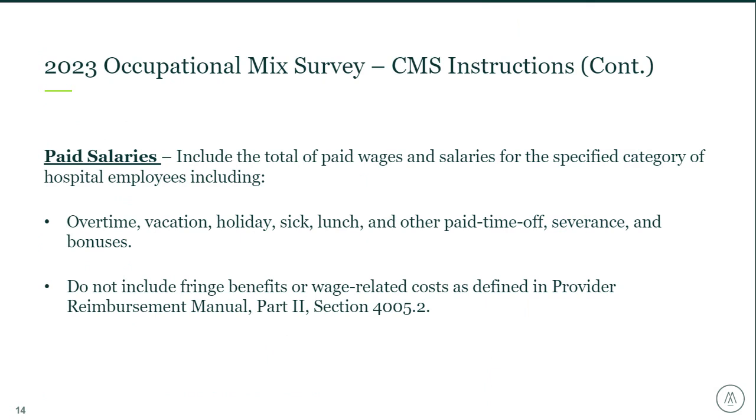Let's talk about the CMS instructions around paid salaries and paid hours. Paid salaries, the Occupational Mix Survey is to only report salaries and wages. We do not include fringe benefits or wage-related costs, which are reported on the wage index survey portion of the cost report. The provider reimbursement manual provides guidance in not including these items. The paid salaries should again follow the wage index rules and include total paid wages and salaries, including overtime, vacation, holiday, sick, lunch, and other paid time off, severances, and bonuses.